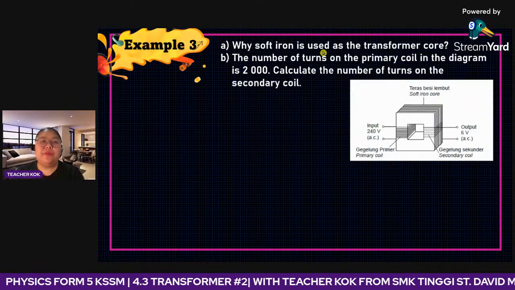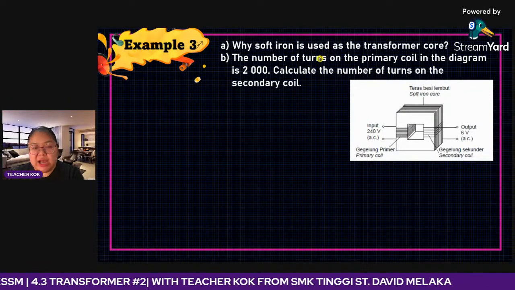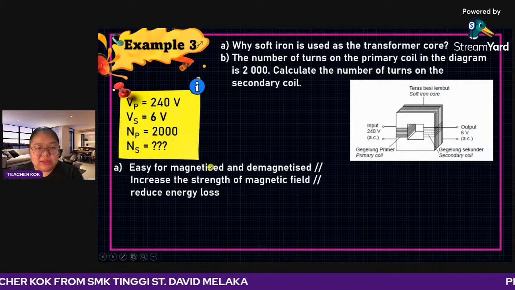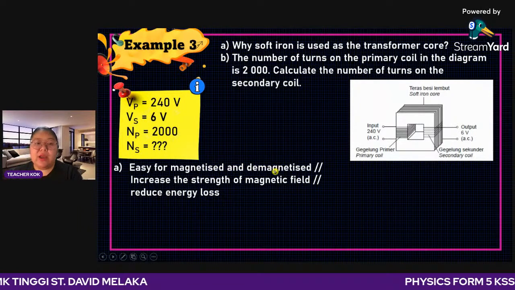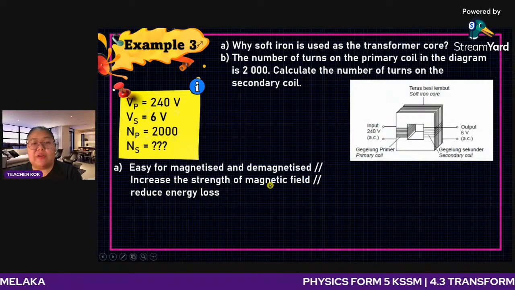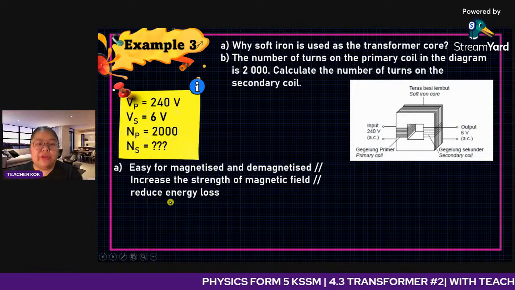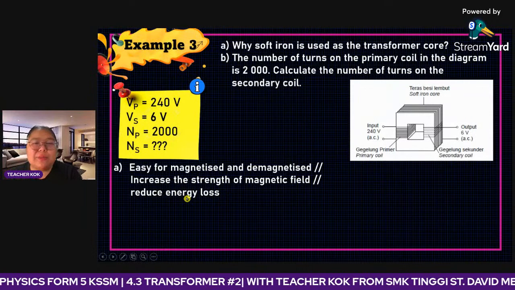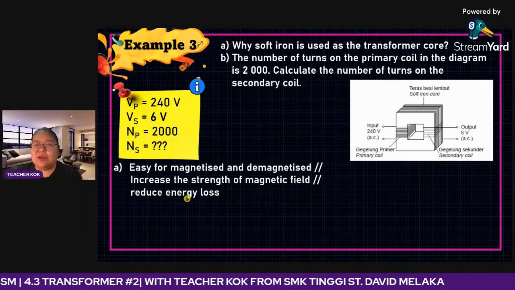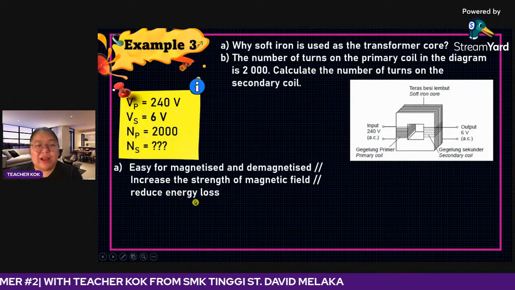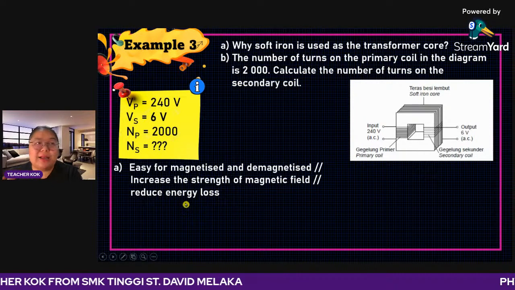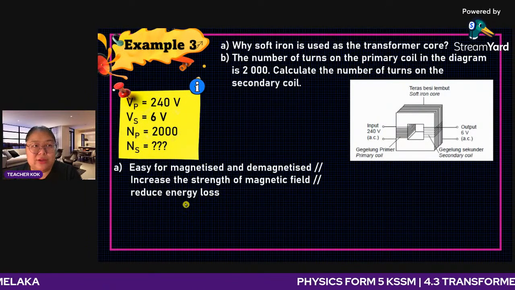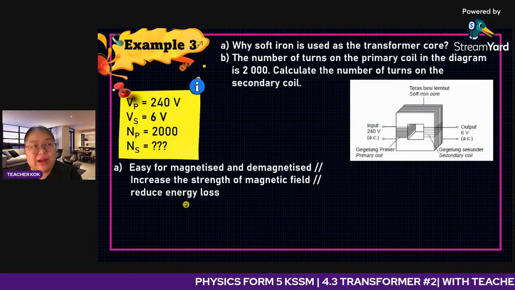So from here, please remember when the question is asked like this, we need to answer easy to magnetize and demagnetize. Or you can say increase the strength of the magnetic field, and the last one, reduce energy loss. The last one, you only use when you cannot think of anything already, and don't have any comment. I don't encourage you to write the last one, but if you don't know how to write, then you just write the last one.